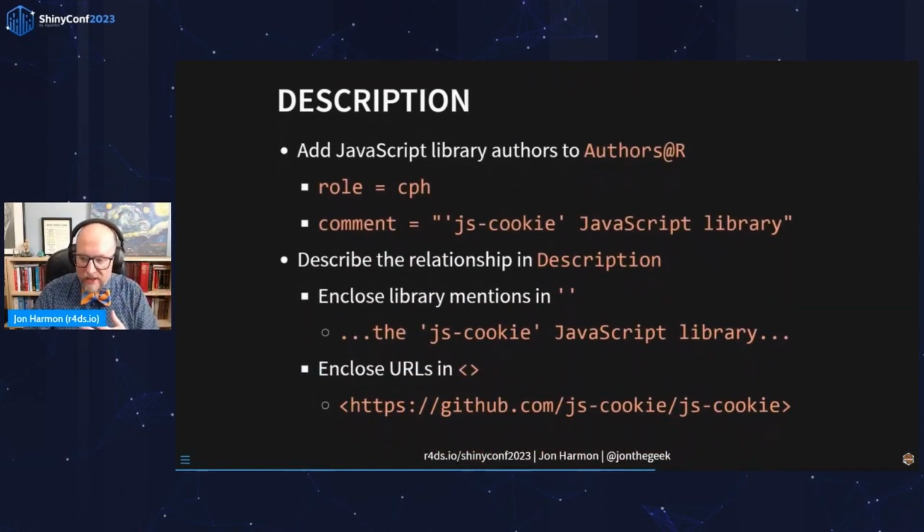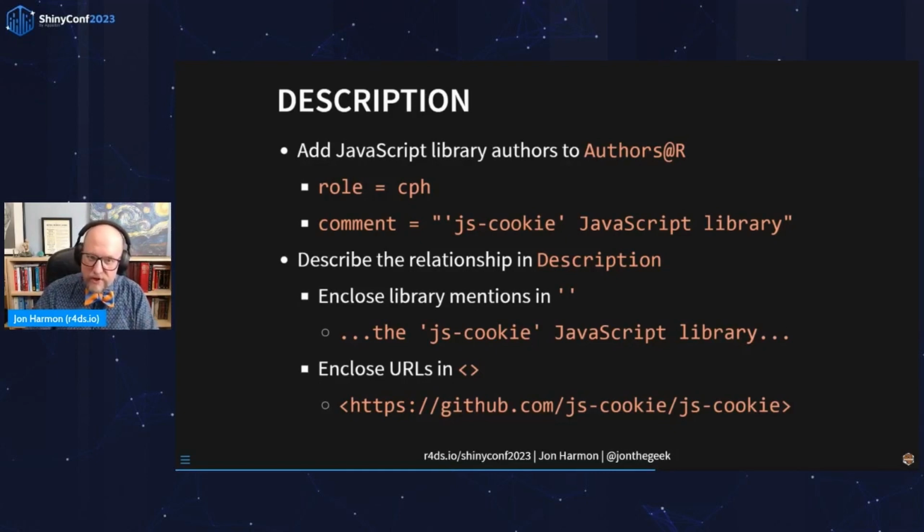So for any R package, you have a description, and within that, you will have authors' information. In that authors' information, unless for some reason you're wrapping some library that they ask you not to identify them, you're going to want to give credit to the maintainer or maintainers of the JavaScript library. So you want to give them a copyright holder, cph, reference within your authors, and put a comment in there that the JS cookie JavaScript library is what they're the copyright holder for.